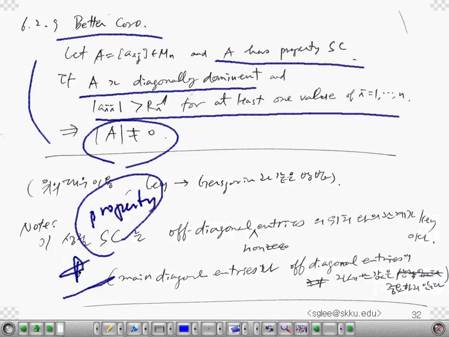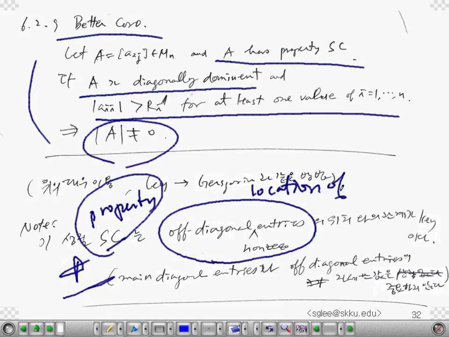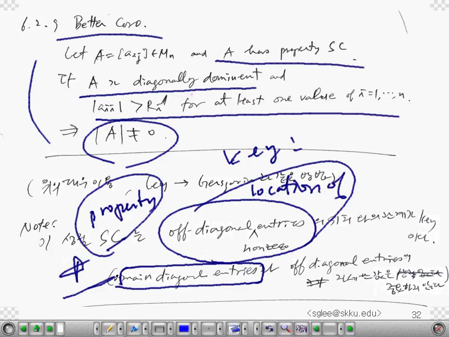The observation shows this property SC does not depend on the size of entries. It just depends on whether the entries are 0 or not. So this property SC depends on the location of off-diagonal non-zero entries. Key is the location of off-diagonal non-zero entries. Here, the entries of the main diagonal and the size of the off-diagonal entries, the exact value of the entries, does not affect anything.